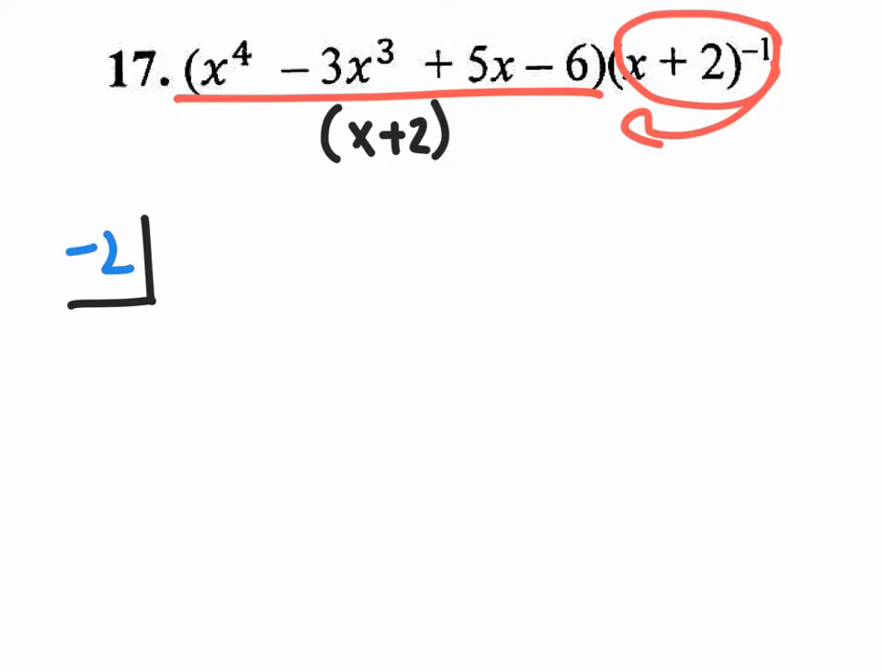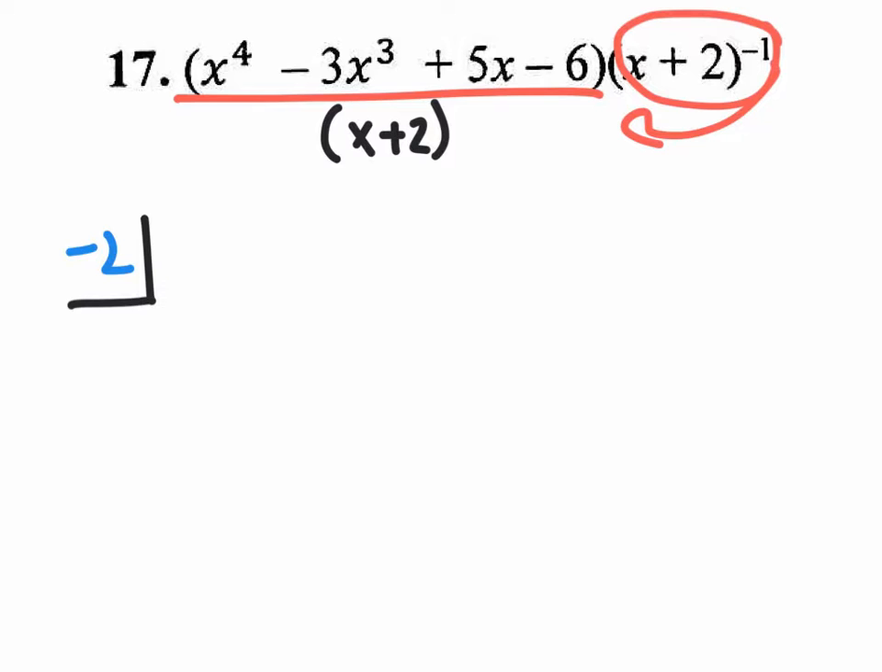Negative 2. Remember, it's kind of like taking your divisor and setting it equal to 0. So if you did x plus 2 equals 0 and you solved it, you get negative 2 as an answer. Okay? And then you want to write the coefficients, the numbers that are in front of each term, from highest exponent down to the constant, representing every single term.